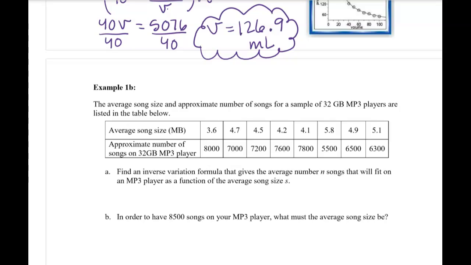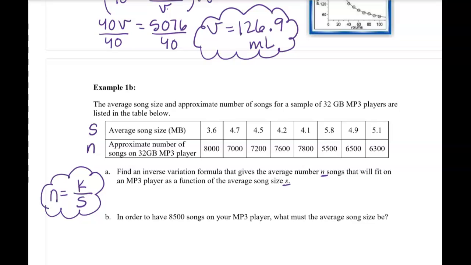So we have average song size. I'm going to say song size is S. You can call it whatever you want. Average number of songs, I'm going to call that N for number of songs. We want to find an inverse variation formula that gives the average number N of songs that will fit in an MP3 player as a function of S. So if N is a function of S, we're going to have N equals K over S. That'll be our general formula, okay?